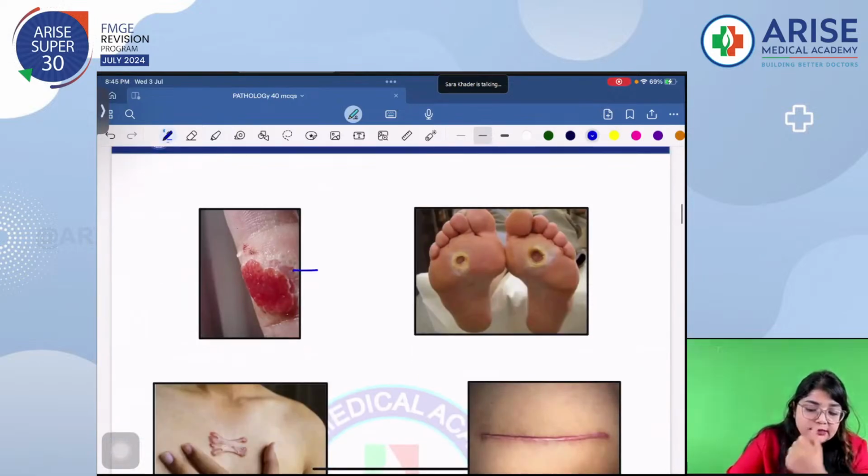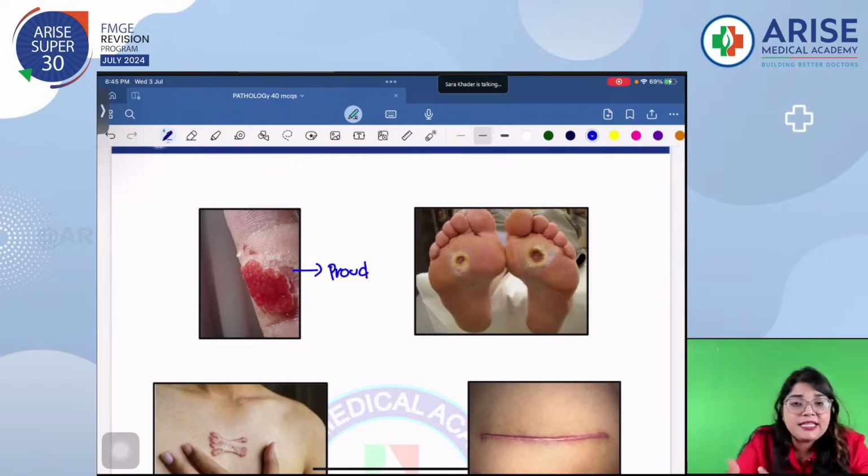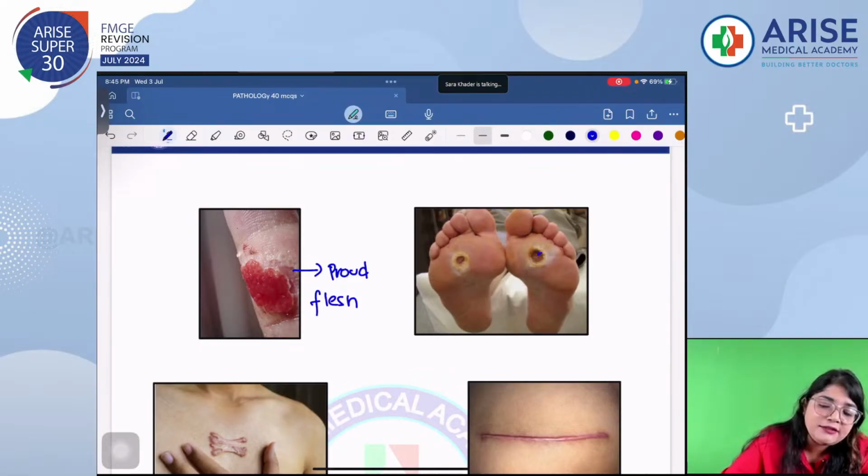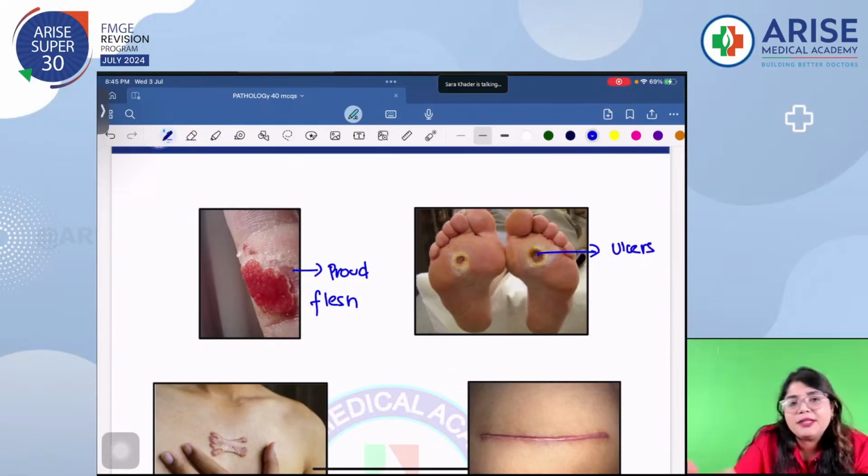So this is an image where you see a lot of redness. What must this be? This is your proud flesh. Okay, it becomes very reddish because granulation tissue is made up of new blood vessels, right? So this is your proud flesh. This is a deficiency in wound healing that can lead to ulcers. You can see these ulcers in diabetic foot or pressure ulcers, right?